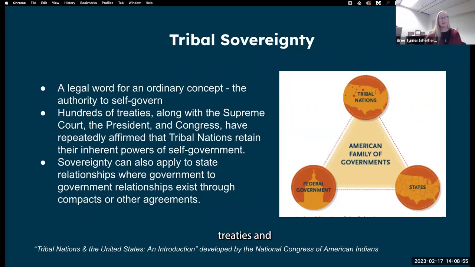Treaties, along with the Supreme Court, the President, and the Congress, have repeatedly affirmed that tribal nations retain their inherent power of self-government. And this includes managing their lands. Indigenous people and local communities cover a third of the Earth's territory. And the fact that 91% of these lands are in good and fair ecological condition is a testament to the effectiveness of long-term Indigenous stewardship in managing these complex natural environments.